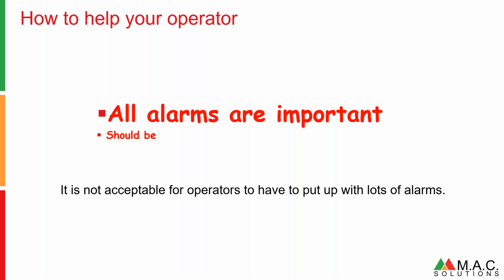It's not acceptable for operators to have to put up with lots of alarms. They shouldn't have lots of alarms for no good reason, that they don't have to do anything with, that are just there because they are. All alarms should be important. An alarm is there to tell you that something is going wrong that you need to mitigate, or something's not happening that should be, and that is important. Anything that doesn't tell you that there's something going wrong or that you have to do something is not important. It shouldn't be an alarm. So we need to end up in the situation where that big red statement, all alarms are important, is true. That's where we need to end up.